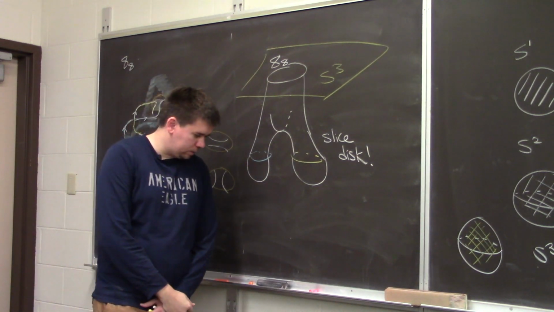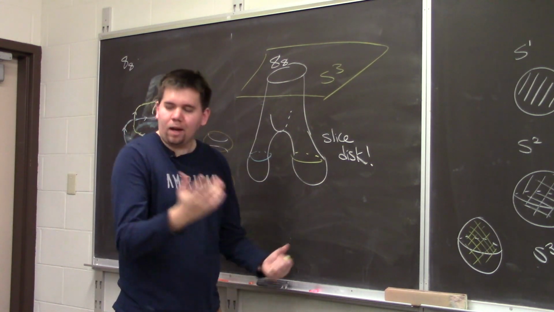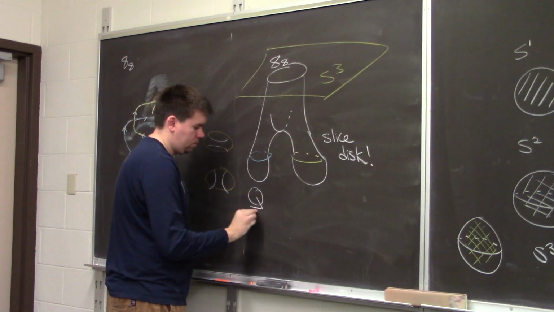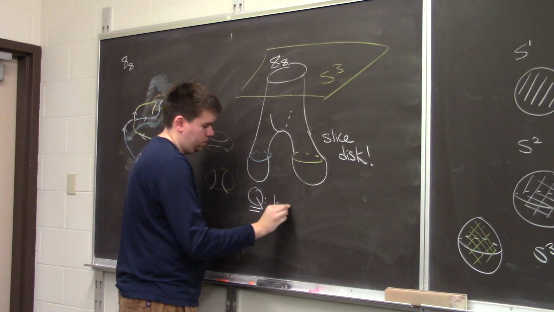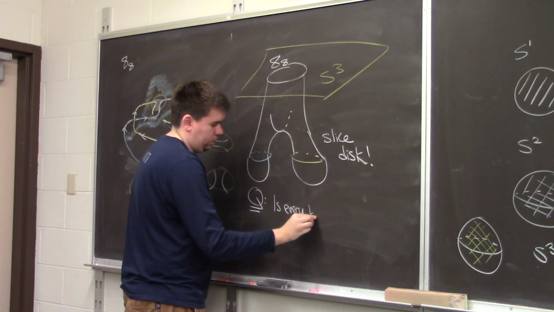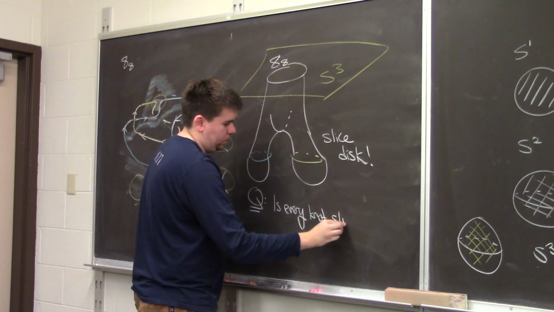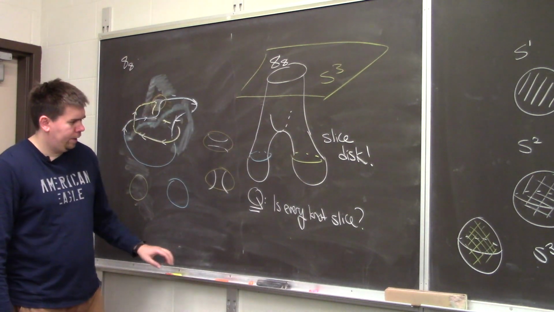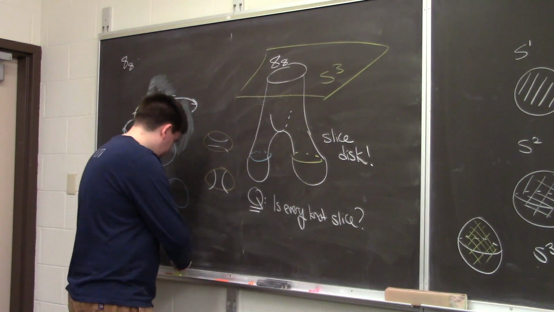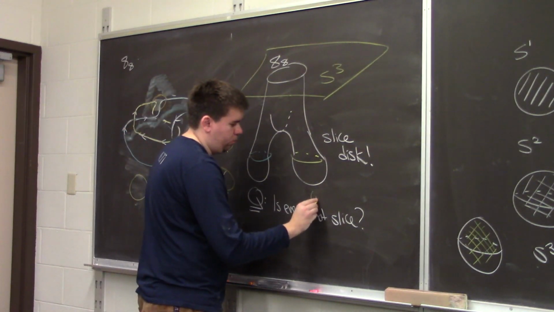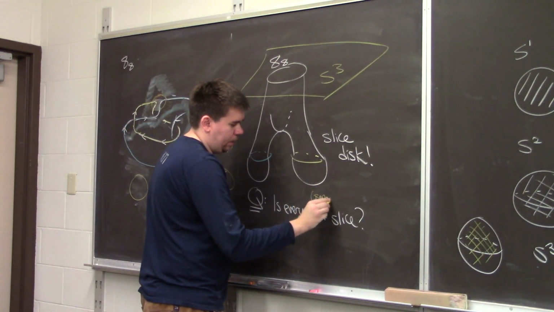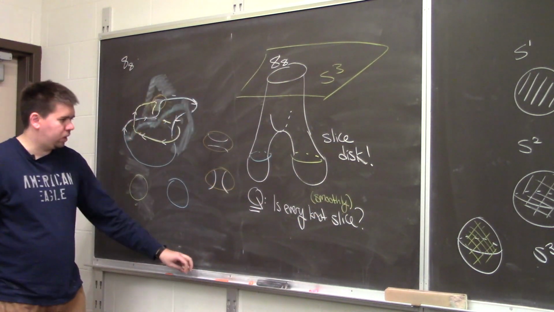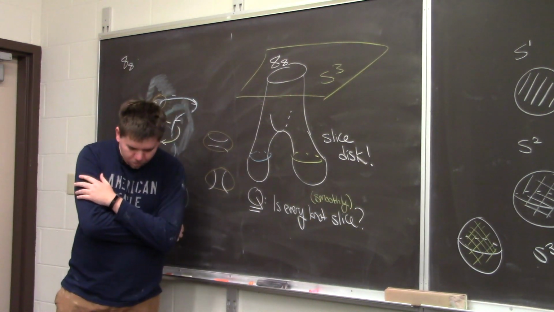Good? OK, so there's a couple questions you might begin to wonder about. The first is, every knot slice? So question: is every knot slice? And in particular, sometimes I'll say smoothly slice. That's just specifying that my disk was smooth. But that's going to be implied when I say slice, smoothly slice.